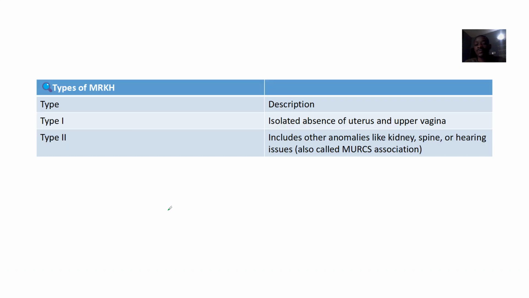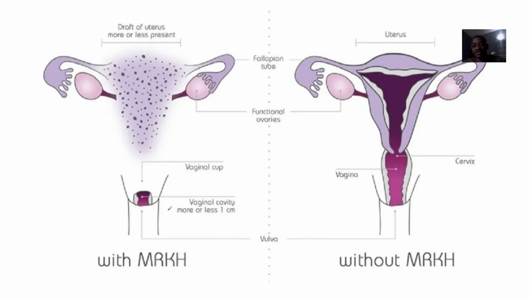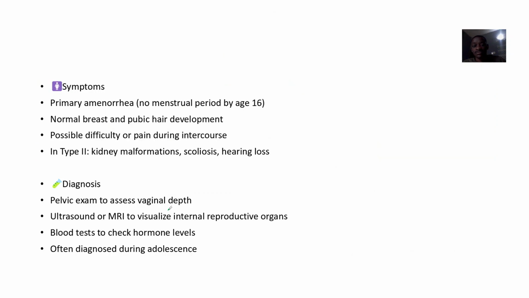So the types are type 1, isolated absence of uterus and upper vagina, while in type 2, you also have some issues in other organs. The organs can be present, but you have issues in them: kidney, the spine, hearing issues. So the symptoms: such a person is not menstruating at the age of 16, but the breast is developing normally, pubic hair normal. Alright, possible difficulty or pain during intercourse. Okay, then in type 2, you have the individual symptoms coming up from each organ that is affected.